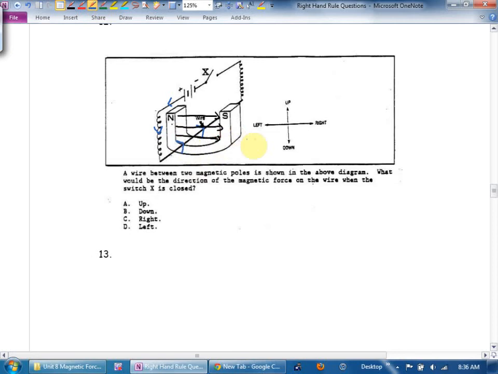Now I can use my right-hand rule. I would point my thumb in the direction of the current. I would extend my fingers straight like this, and I would move my hands so my fingers were pointing in the direction of the magnetic field, which for me, Sally, requires me to do this. My palm points which way? I think the answer is B.